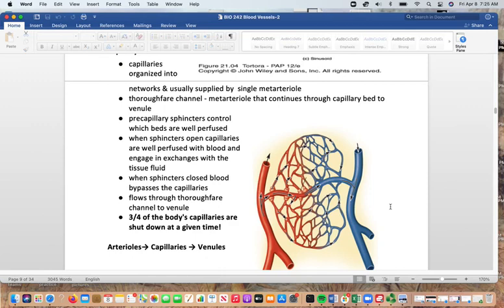So these are all over the body, and perfusion is an intentional process, so it's not just automatic. It's going to be controlled so that you just perfuse an area when you need it. About 3/4 of the body's capillaries are actually shut down at any given time.